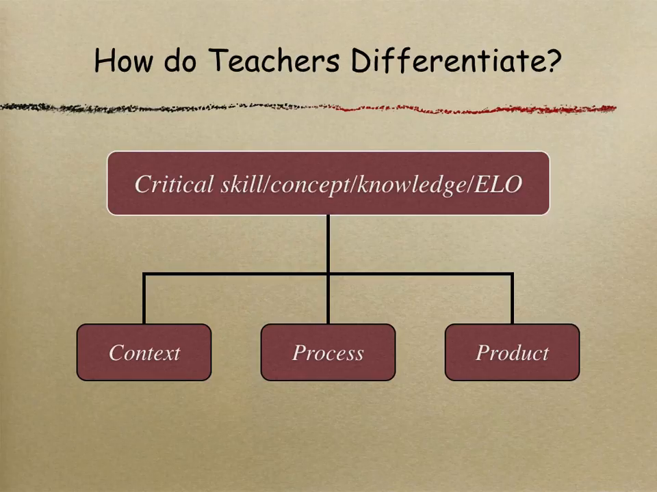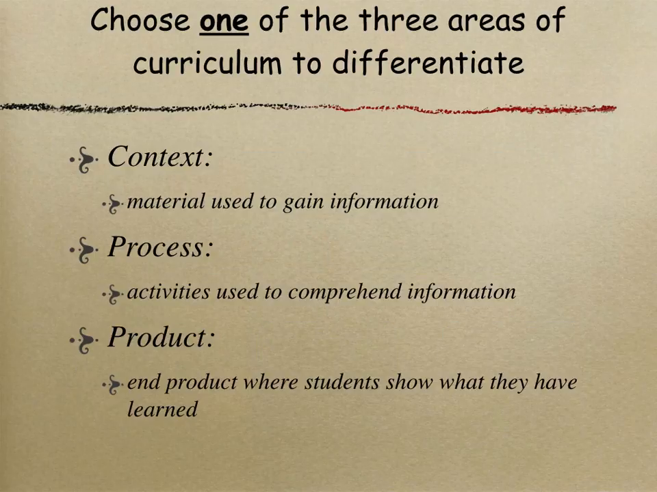So your main focus will be the critical skill, concept, or knowledge, or your essential learning outcome. And there are 3 different ways of the curriculum to differentiate: your context, your process, or your product. So in your differentiation, you want to choose one of the 3 areas of the curriculum to differentiate.